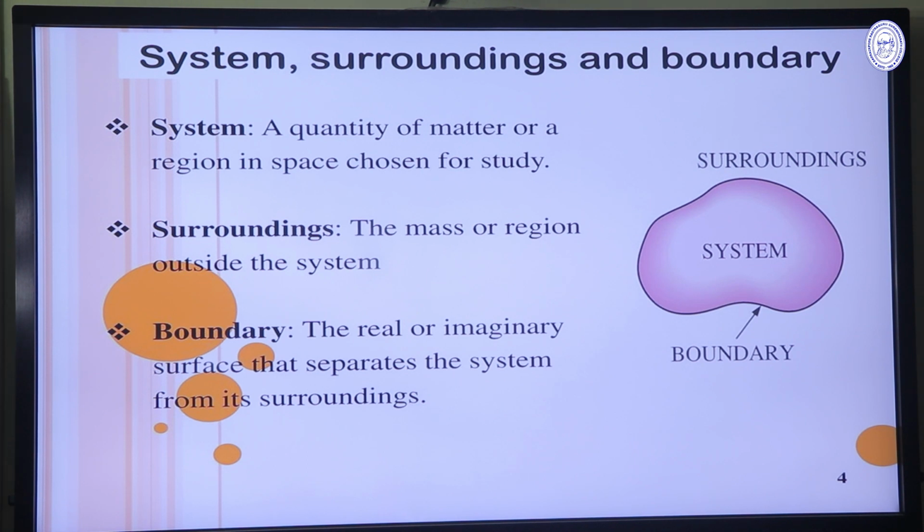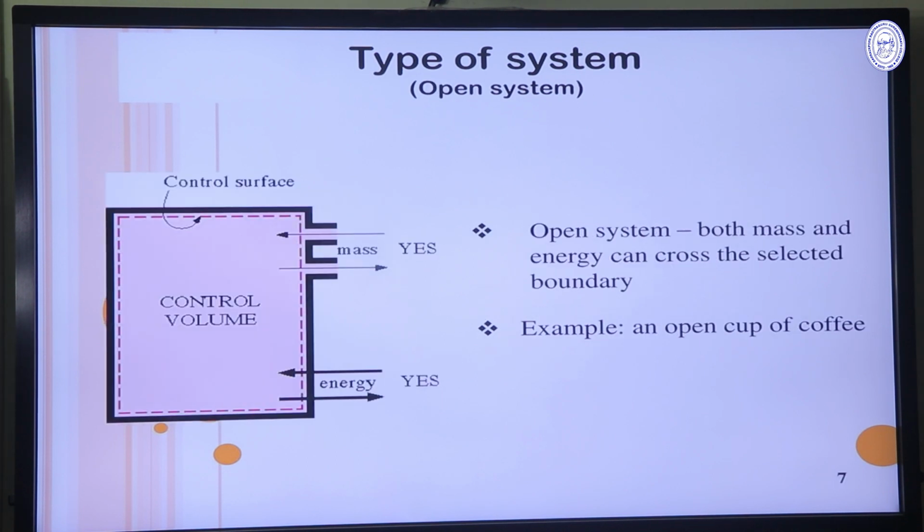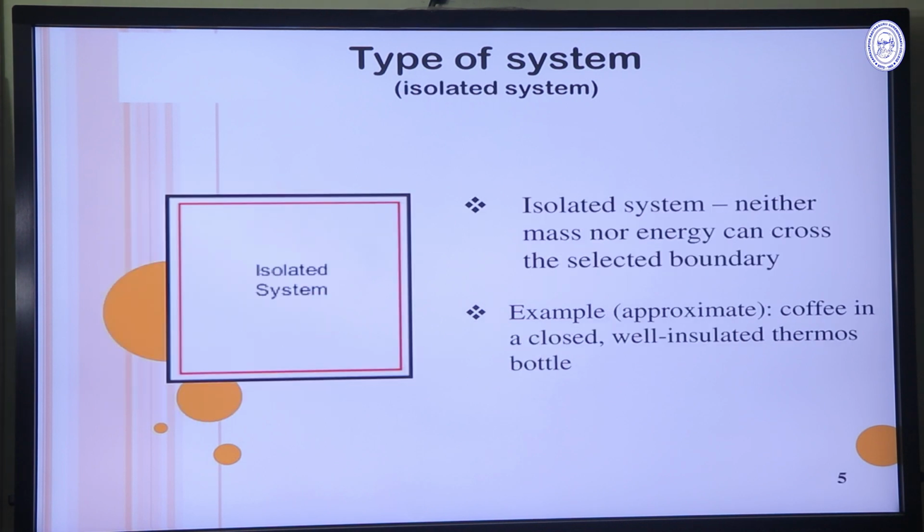Now the boundary can be real or imaginary, because it is something which separates the system from the surrounding, and as we all know, the system with the surrounding together makes the universe. Now there are basically three types of systems: isolated, closed and open system. So what are these?